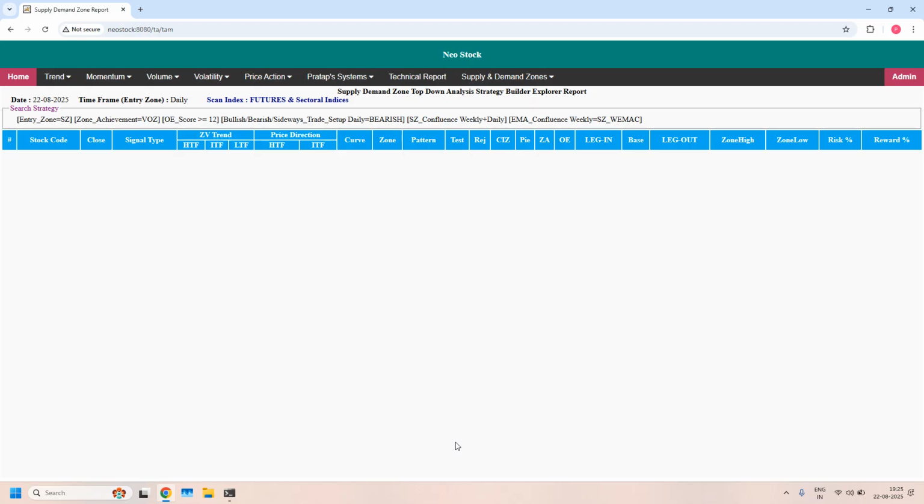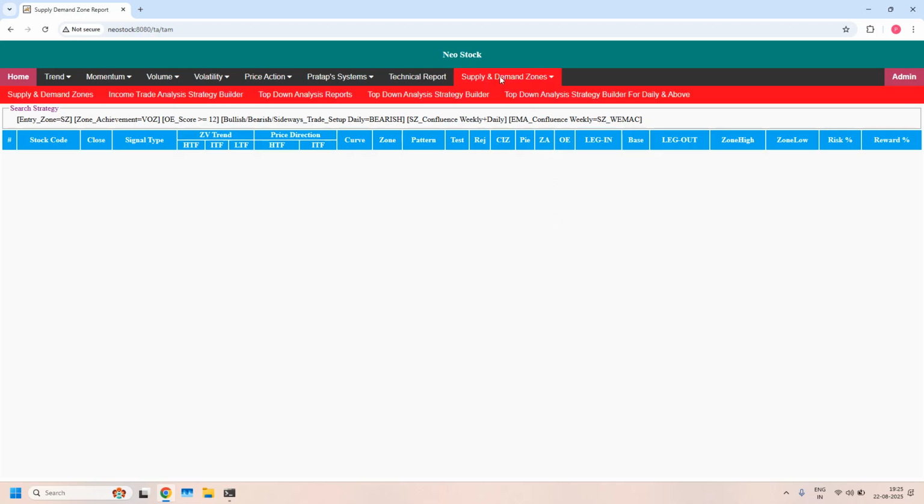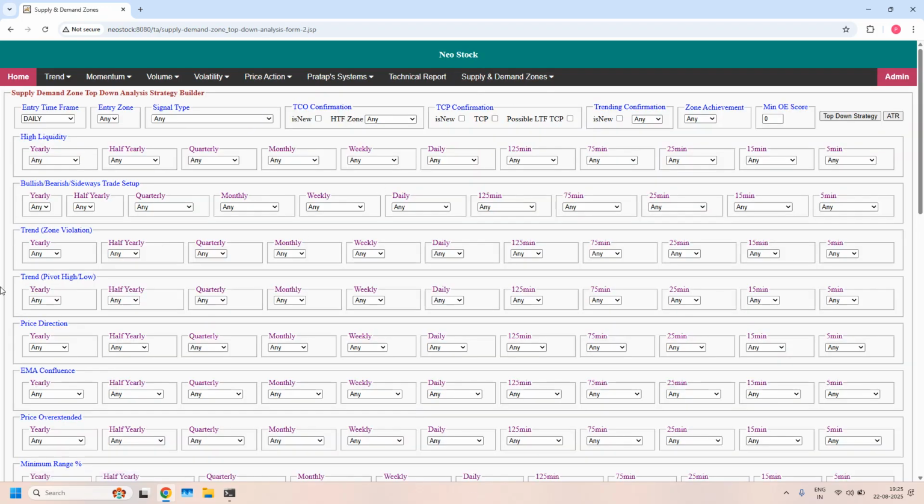Next, let us generate weekly income trade reports. For weekly income trade, sideways long trade setup, entry time frame is 75 minutes. Entry zone is demand zone. In the bullish or bearish or sideways trade setup parameter at entry time frame 75 minutes, I am selecting sideways long, and zone achievement should always be violated opposing zone. Minimum odd enhancer score should always be 11 for sideways or 12 for bullish or bearish. Because it is sideways, I am selecting 11.